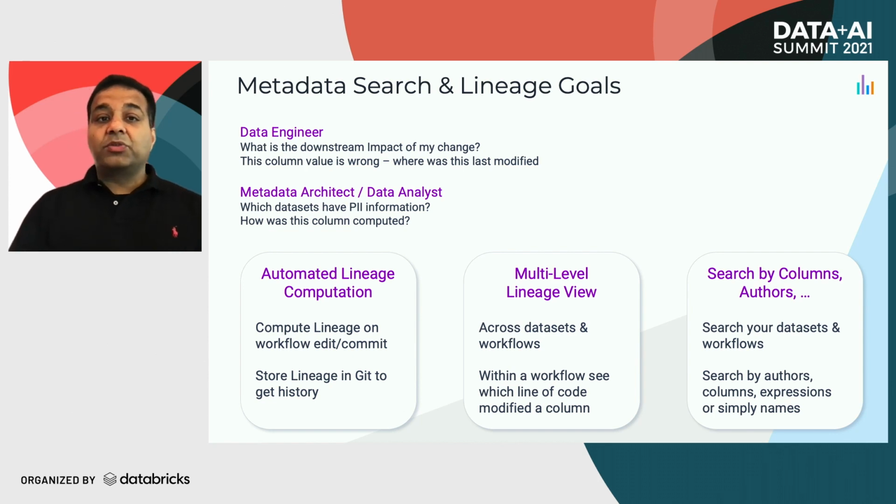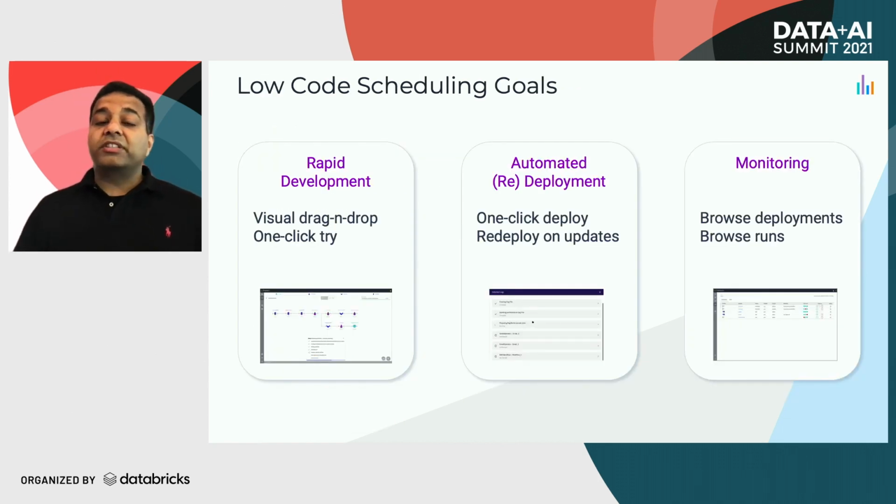Now we'll move on to low-code scheduling. Low-code scheduling is basically where you can use visual drag and drop to build Airflow workflows very, very quickly. The first focus is that it has to give you rapid development. That means you can do drag and drop and enter only the essential values. Everything else is automated.